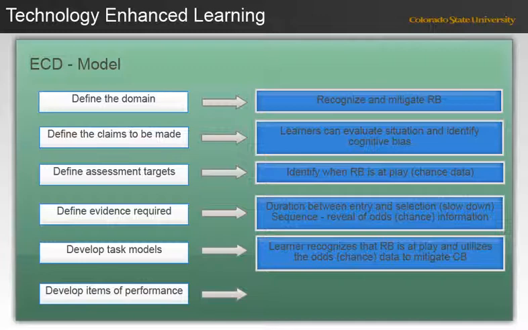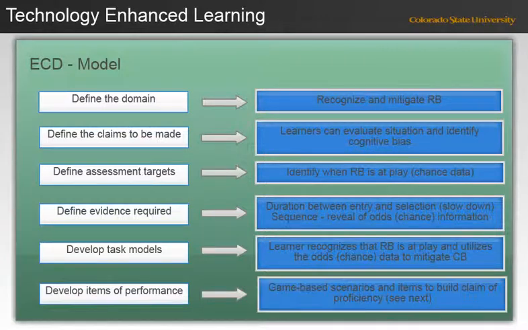In other words, we wanted them to use that chance information to make selections and make decisions. Then we started to develop items of performance, which were the game-based scenarios and situations, which I'll describe in the next slides, that provided the player with opportunities to show that they were using these mitigation strategies.